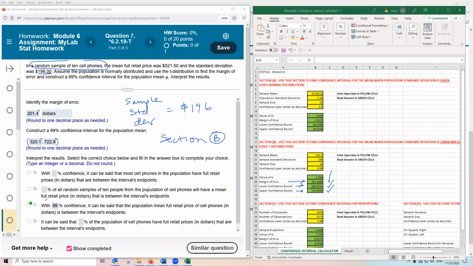Okay. And again, our conclusion here is based on a comment that the population mean is between the lower and upper bound of this confidence interval.